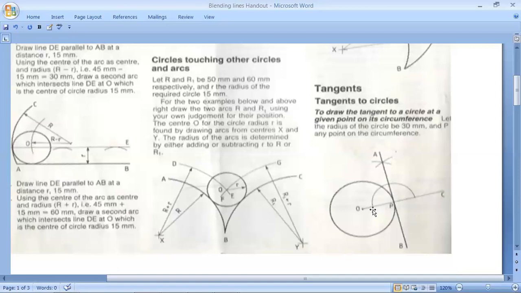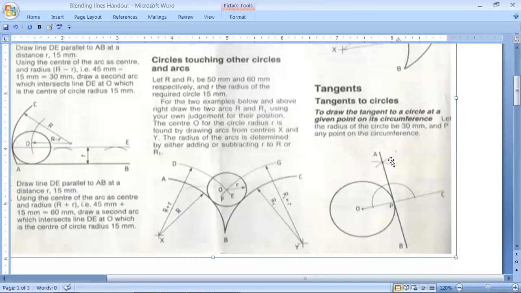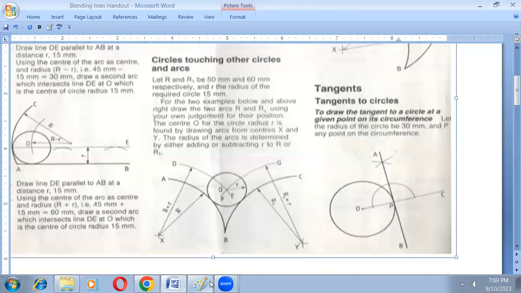Create an arc, and from the intersection of this arc, from here you create an arc here, and from this point you create another arc. Then when you join the two intersection arcs through the point given, you're going to have the line tangent to the required circle. All right, let's look at it.